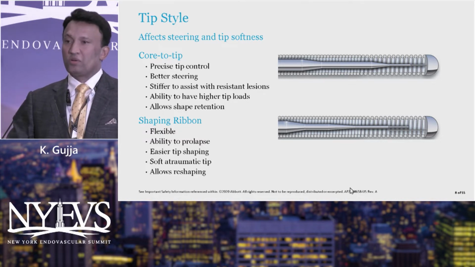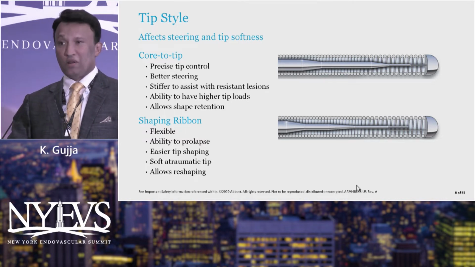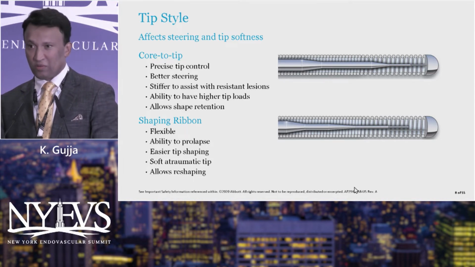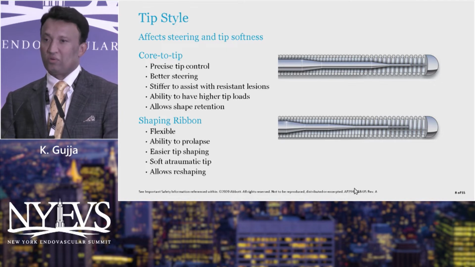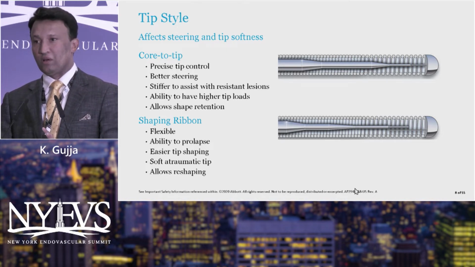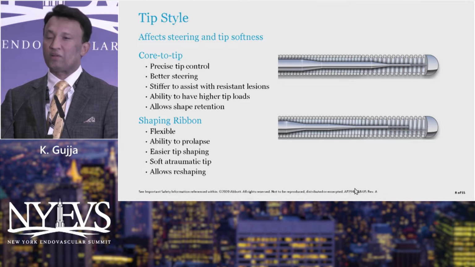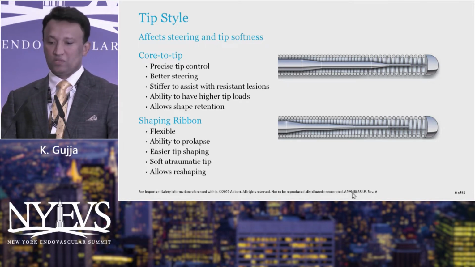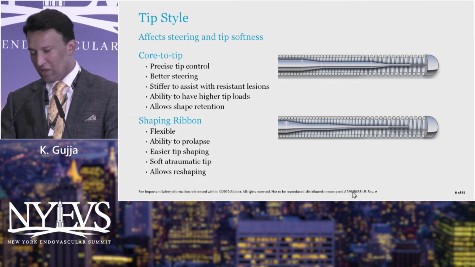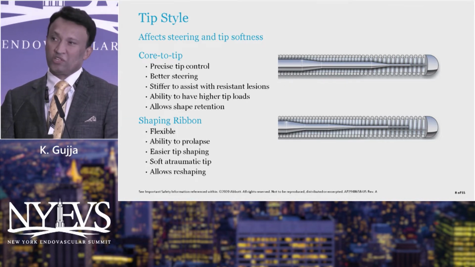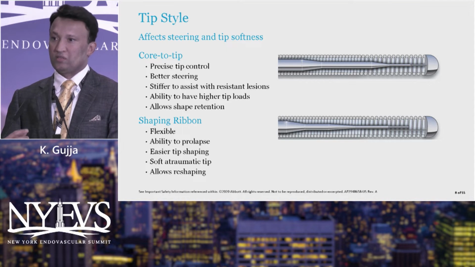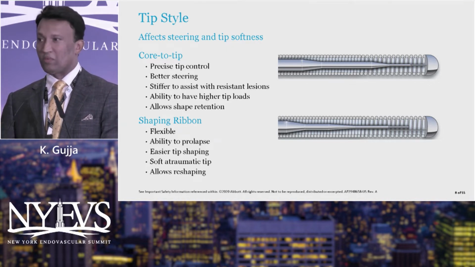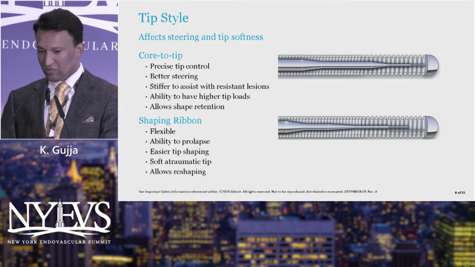So tip style, core to tip. Again, as I just said, a command wire is a core to tip wire. It's a great wire because it has much more tip control and better steering. You can steer it through, especially if you want to get through the branches, into the plantar vessels, into the popliteal vessels, or from the pedals. These wires are very good because they can be easily shaped, and what happens is that there's shape retention. Once you shape it, the shape is retained, so you don't lose the shape. You don't have to keep changing the wires multiple times. That's where the advantage comes.